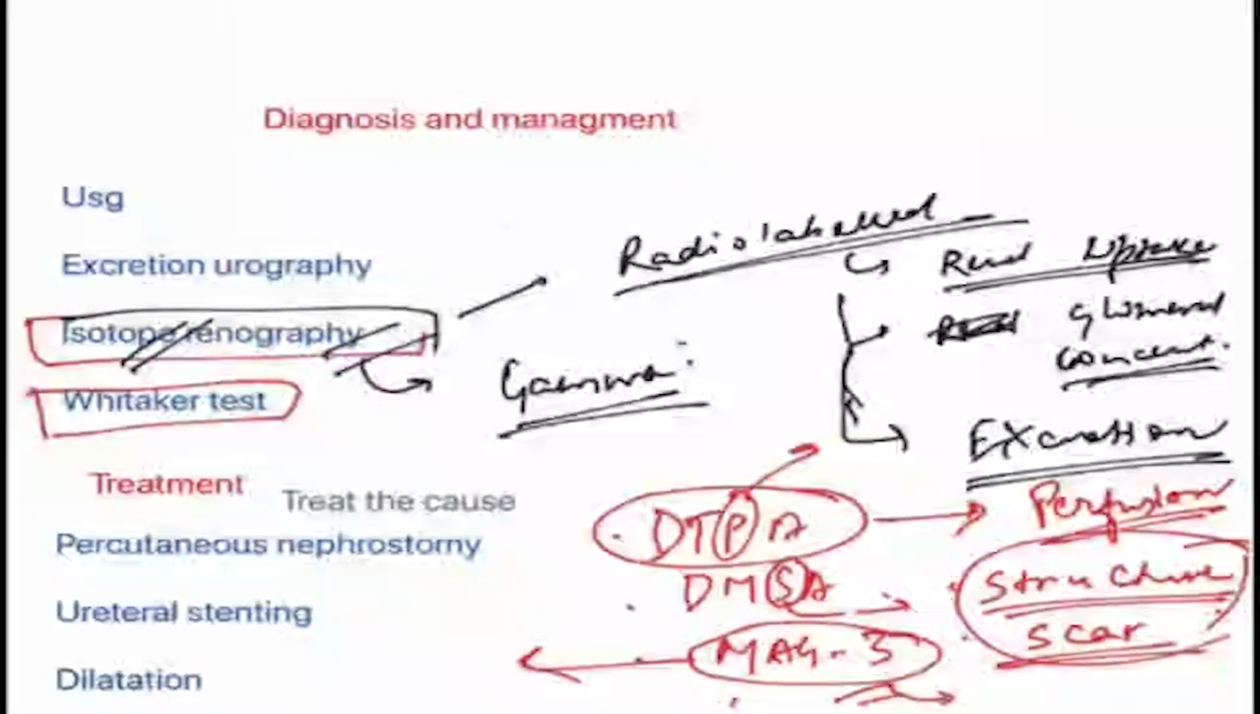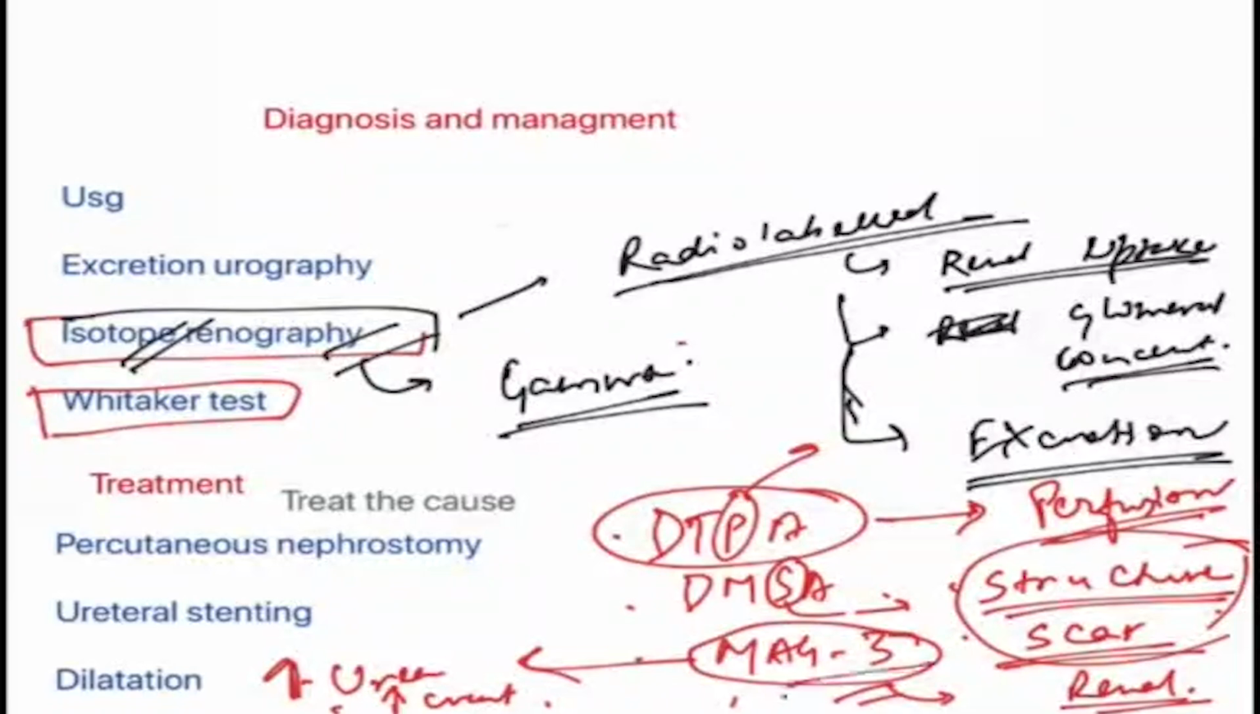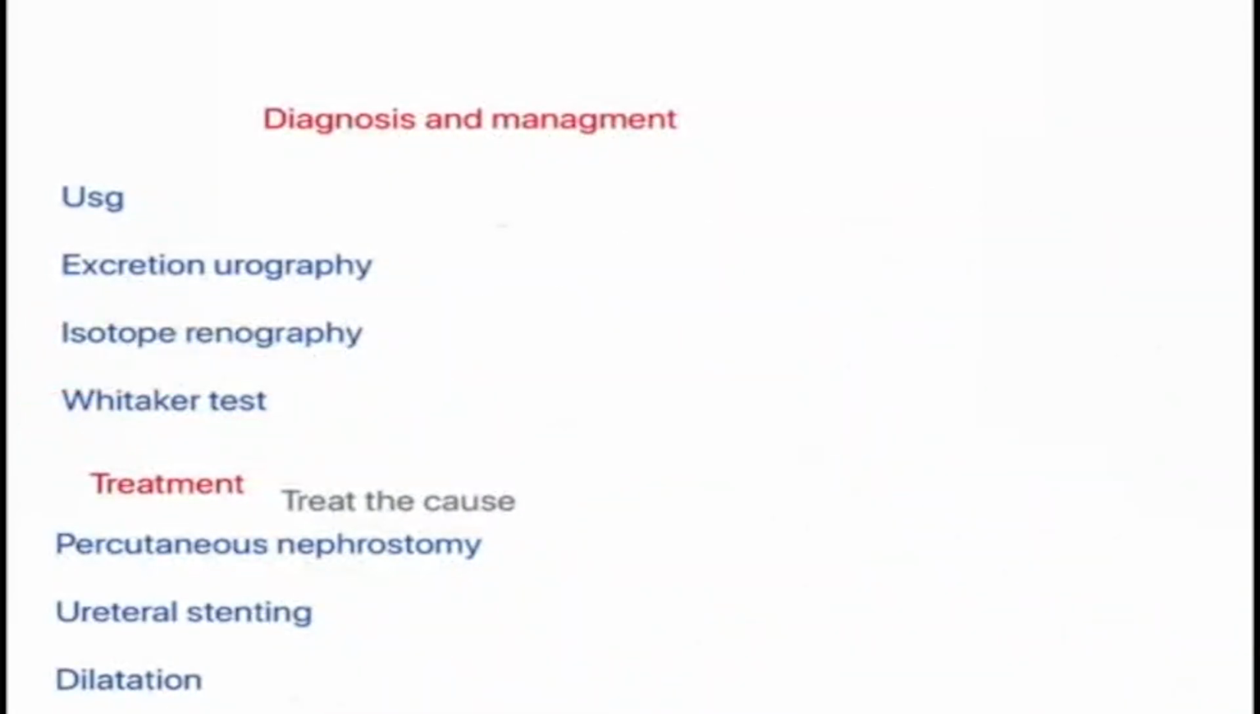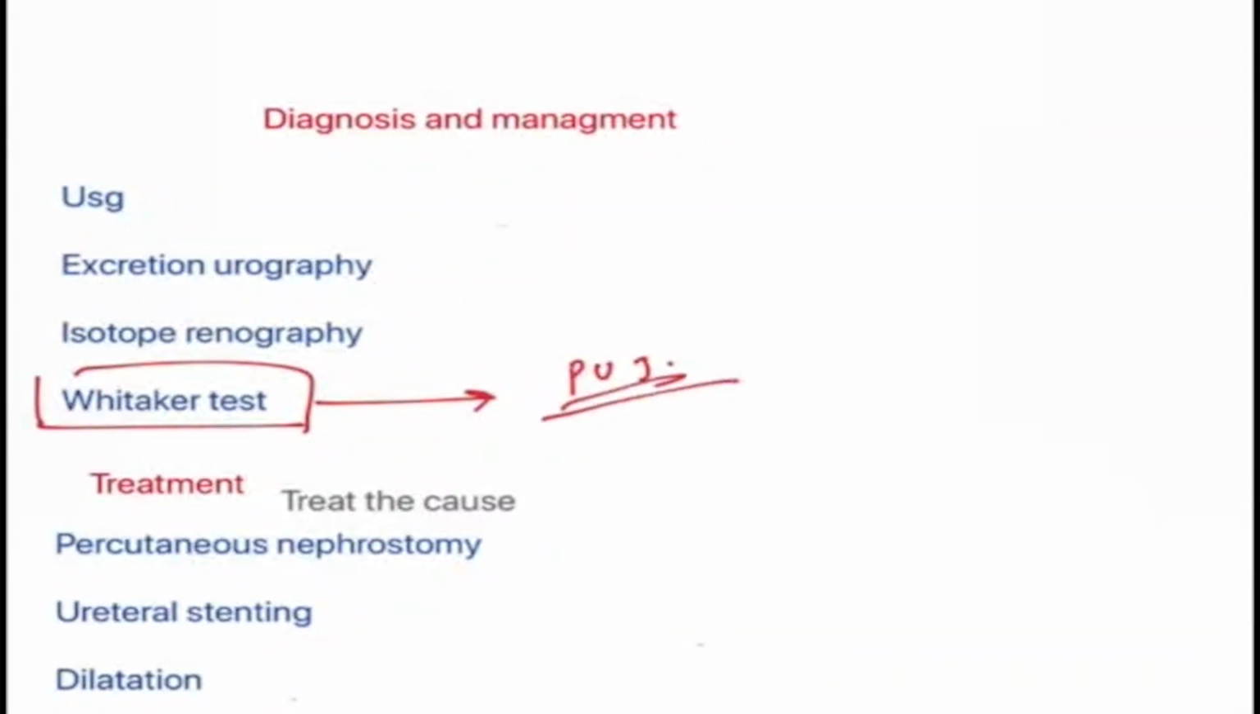And then the third one is MAG3. This is done when DTPA or DMSA cannot be done because of renal failure or increased urea creatinine level. So MAG3 can be done in these cases. Then there is the Whittaker test. About this Whittaker test, we will study in UJ obstruction.